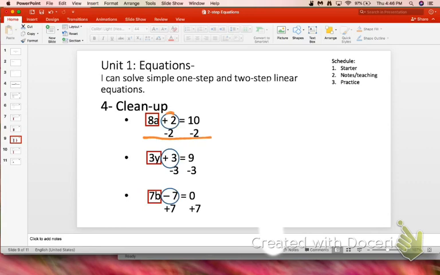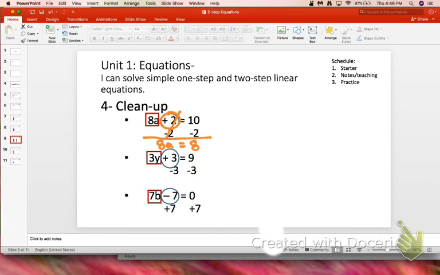Well, the 2 minus 2 cancels out to 0. If I type 2 minus 2, I'm going to get 0. So I'm left with, on that side of the equation, 8a. And then over here on the right side, I have 10 minus 2. Well, that gives me 8. So that's what the cleanup step means. It's kind of do the work, simplify it down a little bit to see what you end up with.